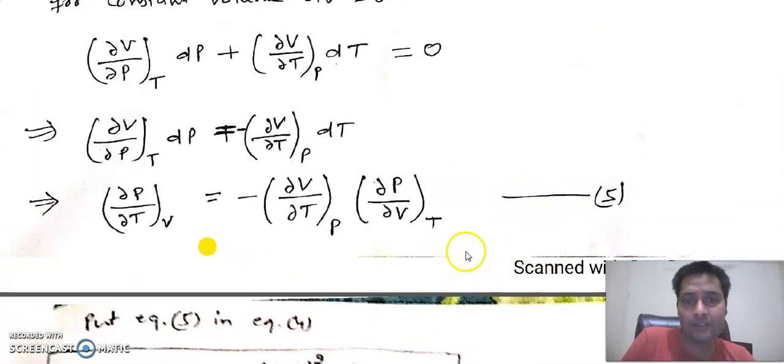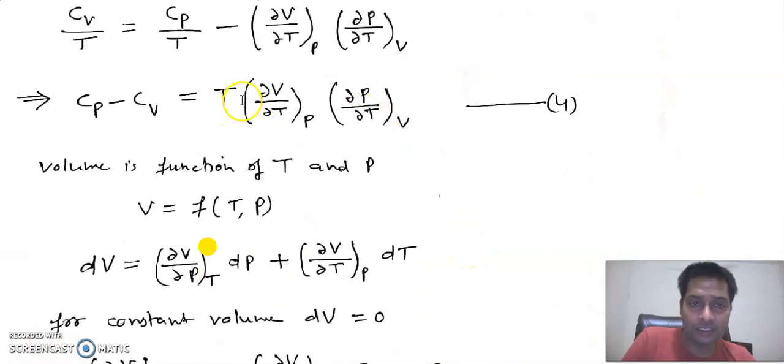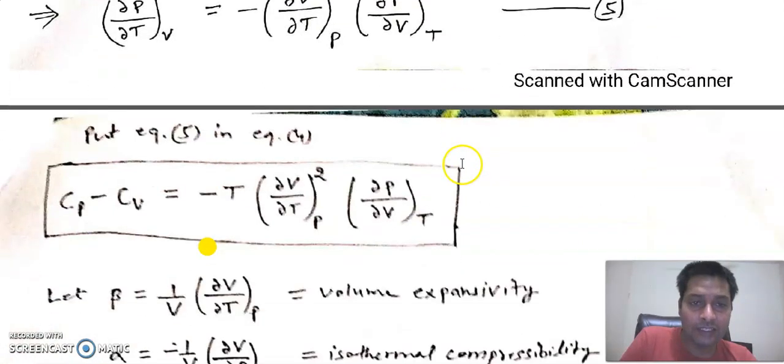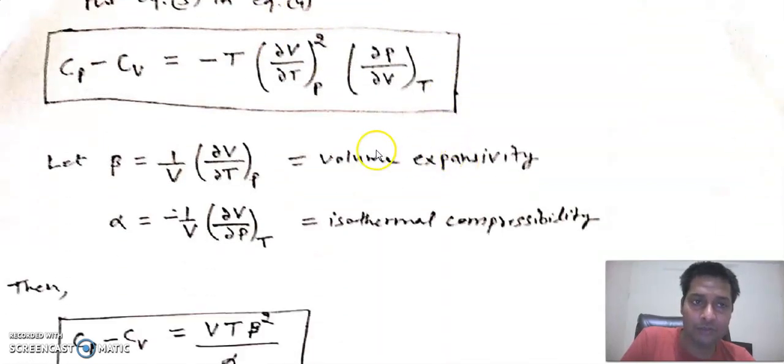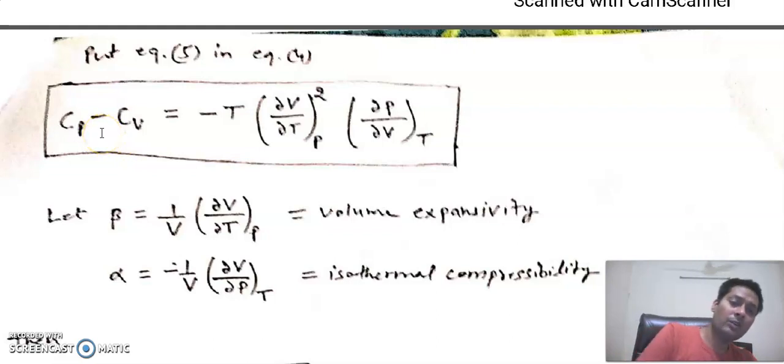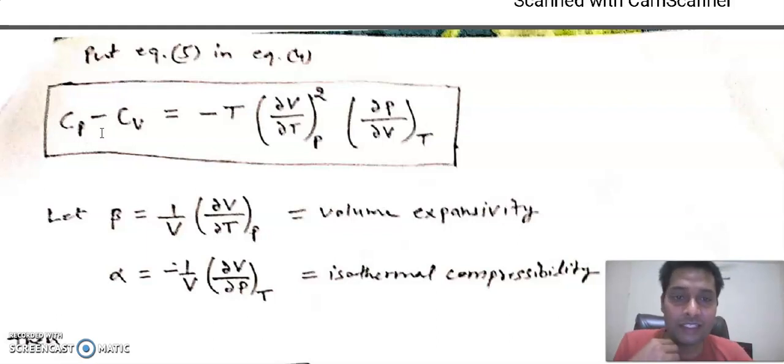Now put equation 5 in equation 4, in the Cp minus Cv equation. Finally you will get Cp minus Cv equal to this. Now we have two terms: one is volume expansivity and another is isothermal compressibility. Volume expansivity is beta, equal to 1 upon V del V by del T at constant pressure, and isothermal compressibility is equal to minus 1 upon V del V upon del P at constant temperature.